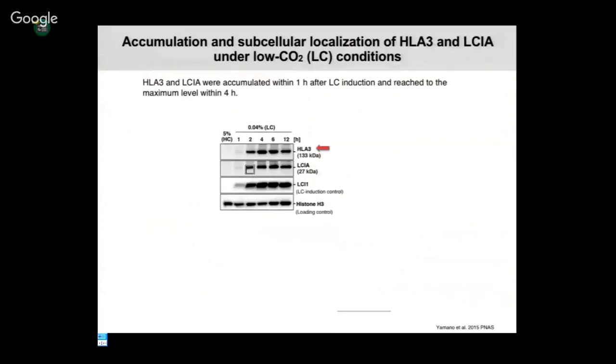So this kind of reaction is totally dependent on the lowering of CO2 in the presence of light. Without light, they don't need CCM.